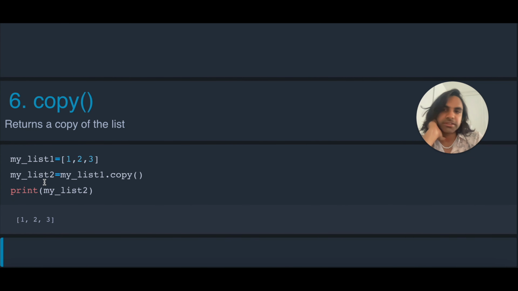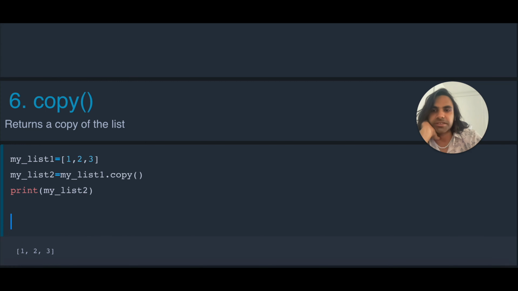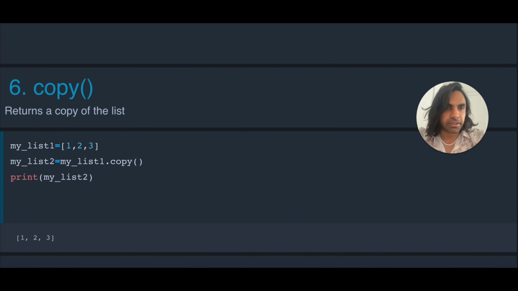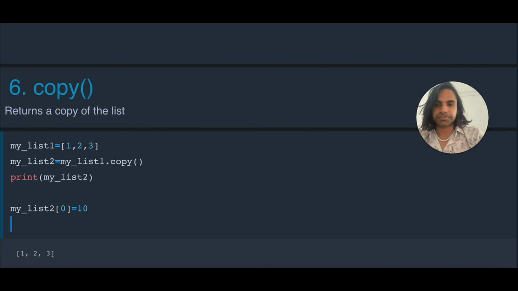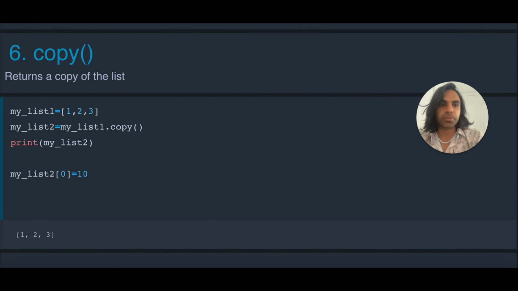So what's the use of this? As I told you, if I want to make changes in my list 2, it won't be reflected in my list 1. Let's see that with an example. I'm just going to say my list 2 at the index 0, let's change it to element 10. We are going to print both the lists to see whether it would change in the original list or be present just in the duplicated list.